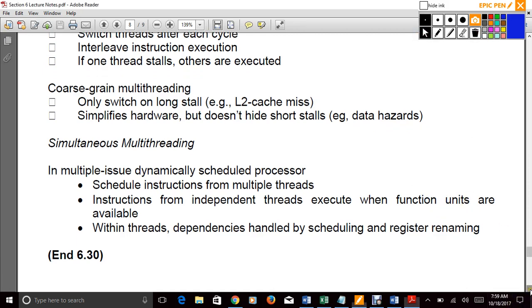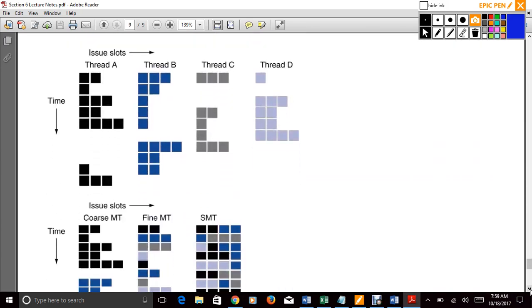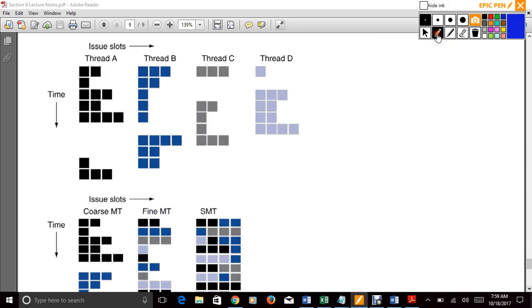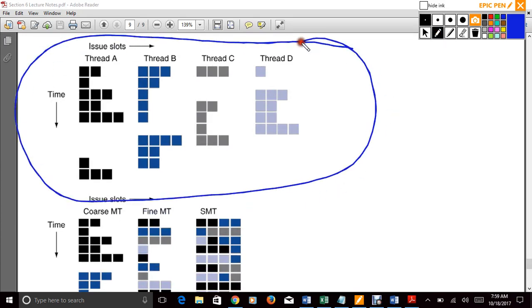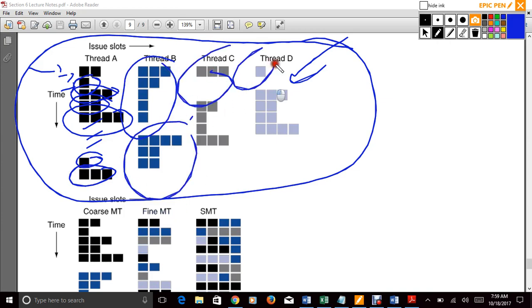And so here's what this means. All right, so here we have 4 threads. These are just 4 threads of execution and how we're actually going to go about using them. So thread A, in the first cycle, is using 2. Second cycle, it's using 1. Third cycle, it's using 3. Fourth cycle, it's using 2. Fifth cycle, it's using 4. And now 1 and 3. Likewise with thread B, thread C, and thread D.